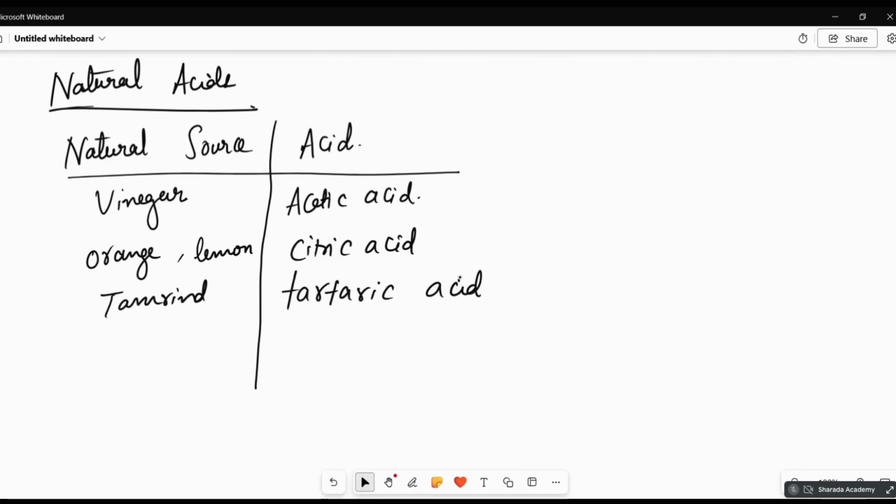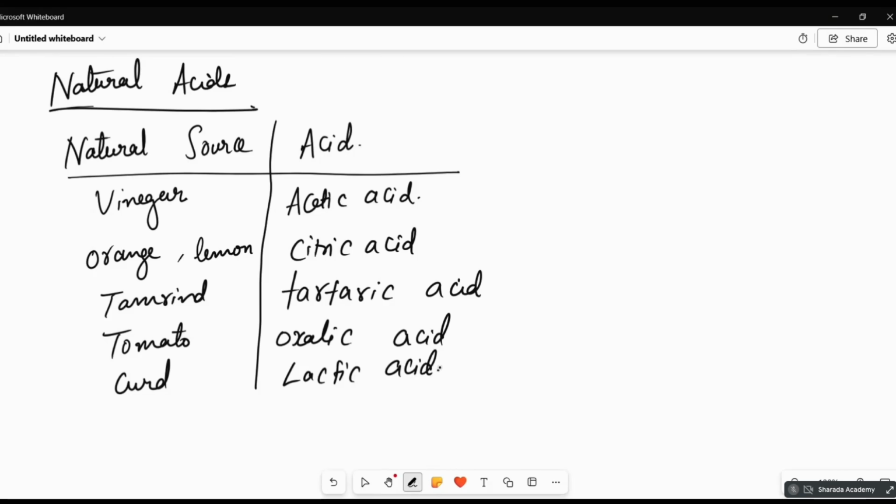Next. Tell me, tomato. What does it contain? Oxalic acid. Curds contain lactic acid.